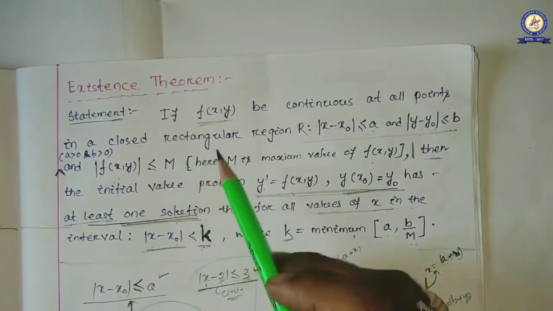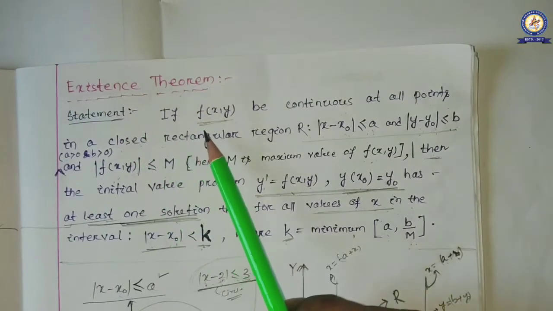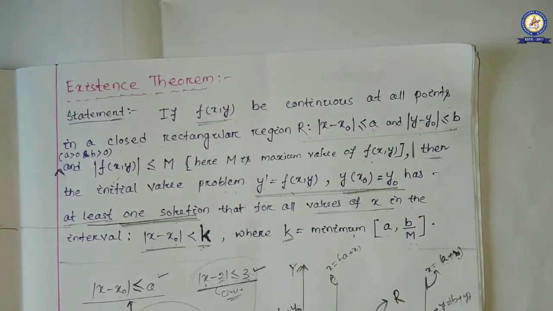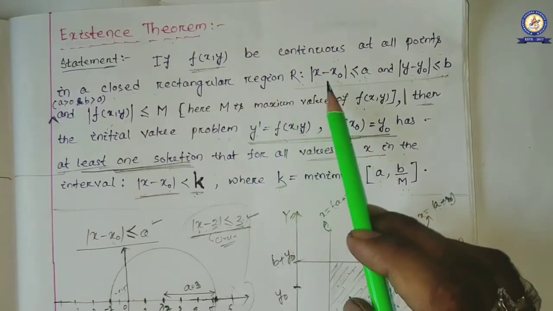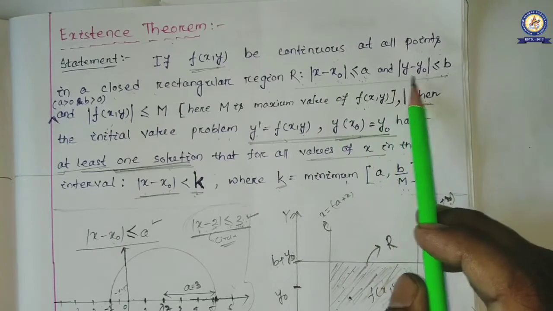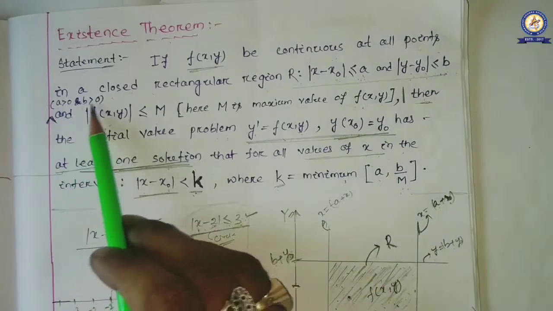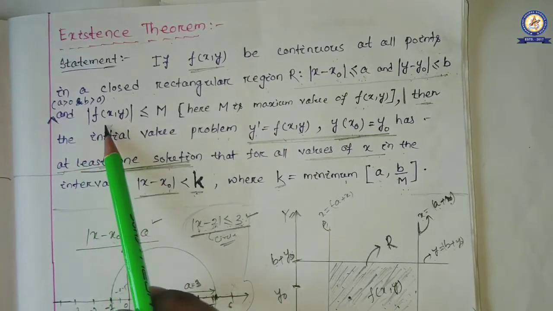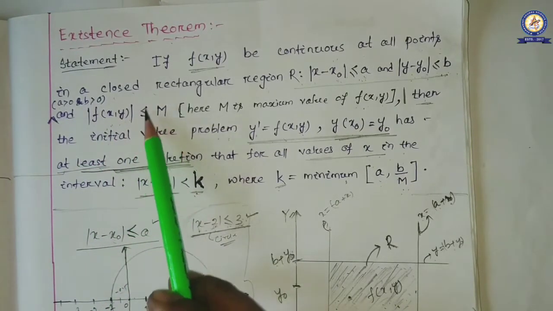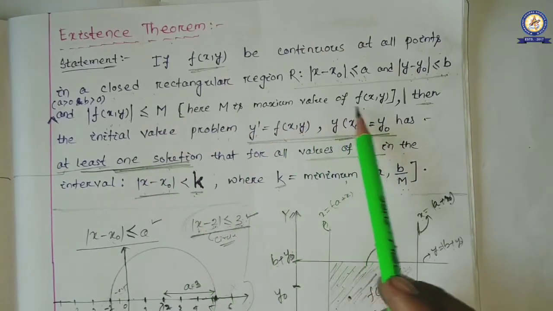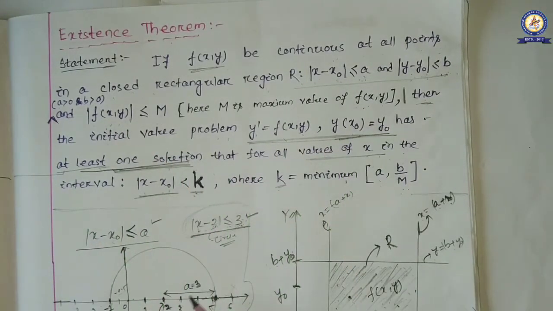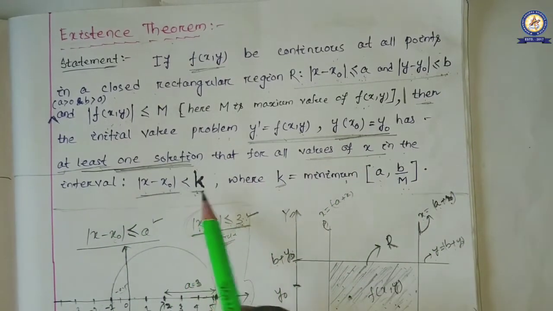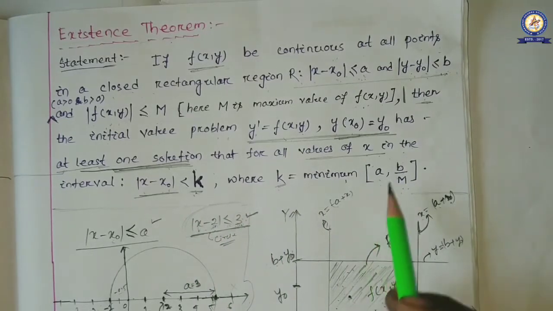Here you can see that according to the existence theorem, f(x,y) is a continuous function in the rectangle having the range |x - x0| < a, |y - y0| < b, where a and b are both positive values, and |f(x,y)| is less than or equal to m, which is the maximum of |f(x,y)|. Then the initial value problem has at least one solution for all values of x in the interval |x - x0| < k, where k is the minimum of a and b/m.